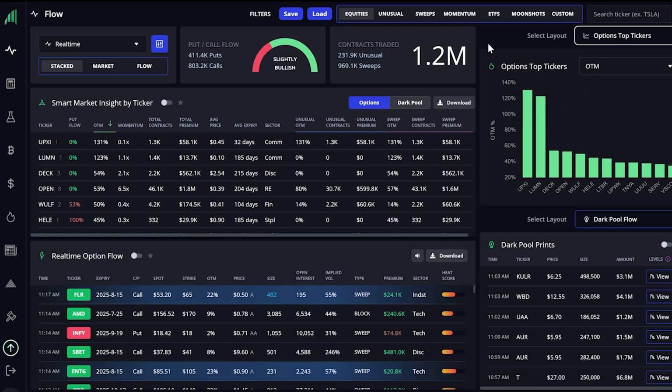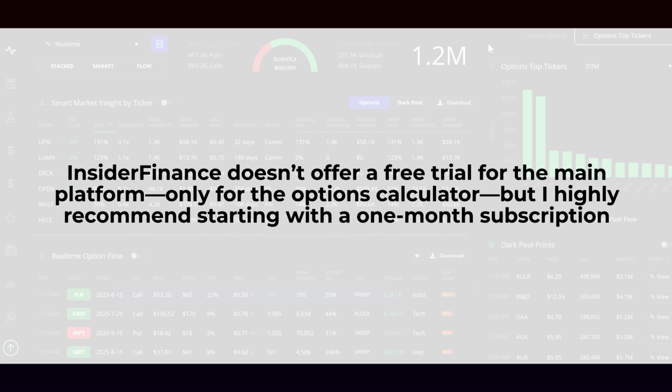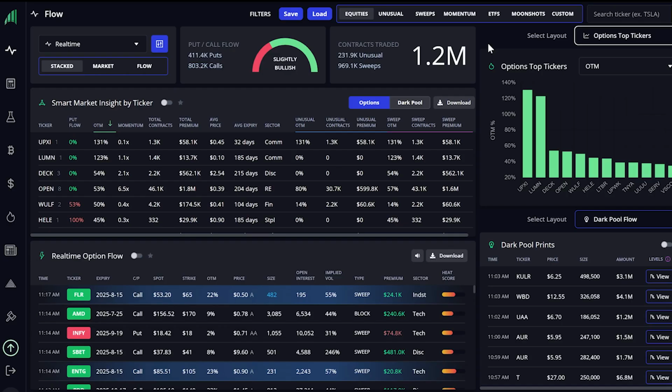Unfortunately, as I said, Insider Finance doesn't offer a free trial for its main platform here, only for the options profit calculator, but you can sign up for 1 month. And I definitely recommend trying out a month first if you're interested in this platform. It has a lot to offer, but make sure it's right for you if you're interested in trading based on options flow.